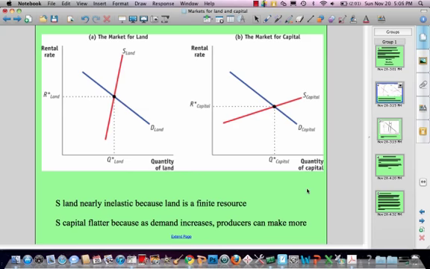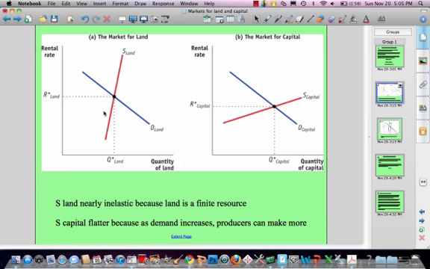Now, in the market for land and the market for capital, you can see the significant differences in the supply curves for those two factor markets. The supply for land is nearly inelastic, largely because land is a finite resource. As we learned back when we were talking about the market for resorts, there's only so much land. So as more land gets used, that supply becomes relatively inelastic, largely because you can't make more land.